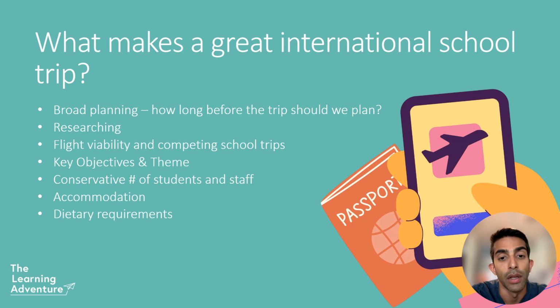Finally, we talk about accommodation, where it is important to know what the school is looking at in terms of accommodation options and dietary requirements. These could be, especially for Middle East schools, requirements such as halal options or other requirements such as vegetarian options if there are a lot of vegetarian students at a certain school.